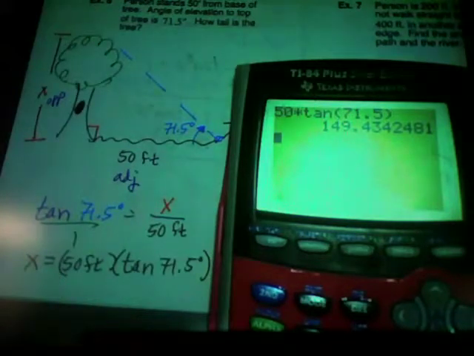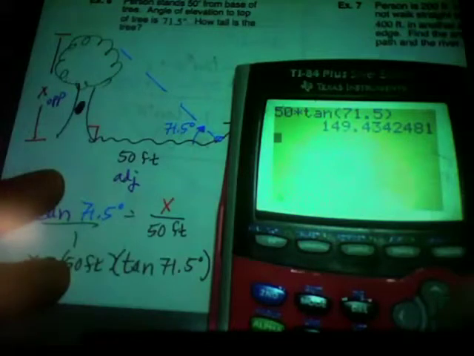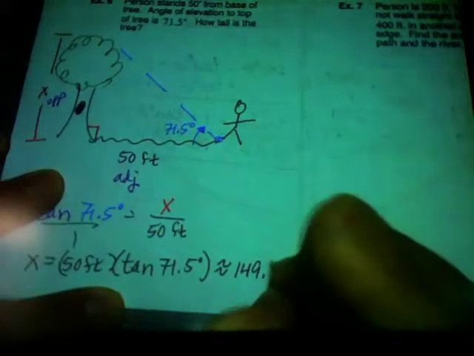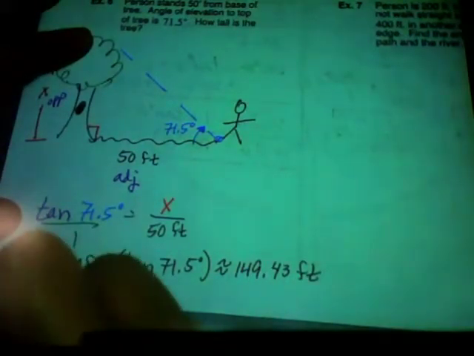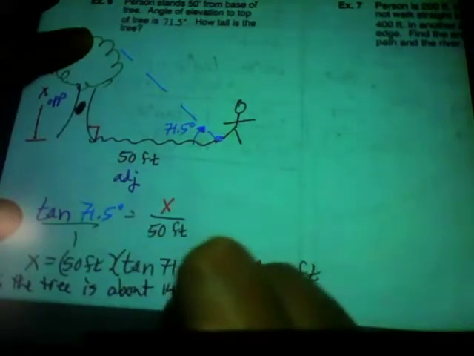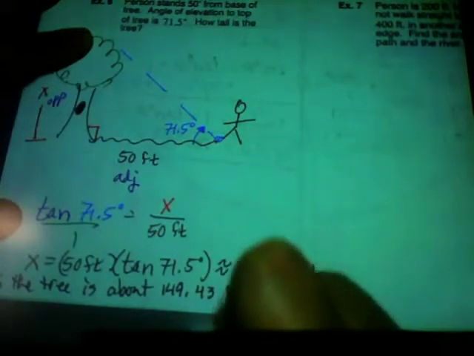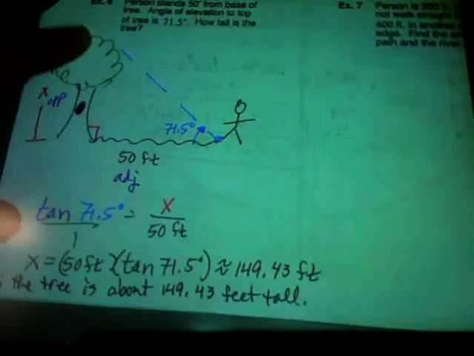Does it mention anything about rounding? No. So if it doesn't mention anything about rounding, what should we round to? We'll go to 2 places. So 149.43. So it's approximately equal to 149.43 feet. So therefore, the tree is about 149.43 feet tall.